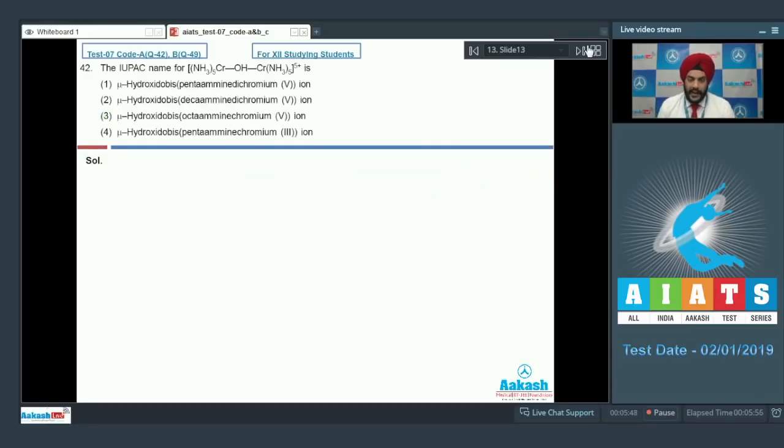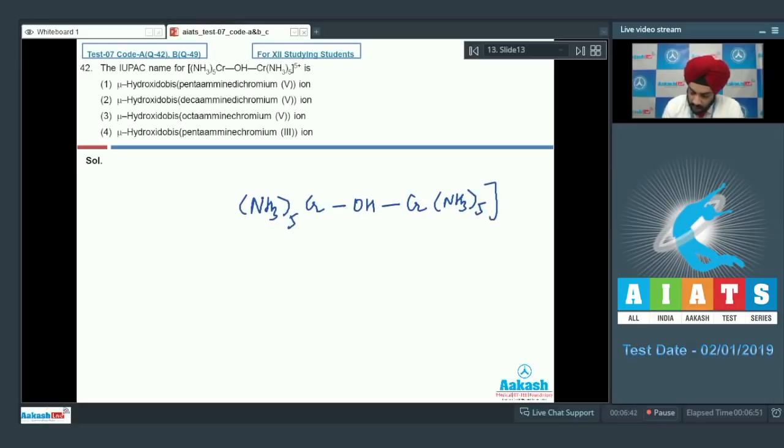Question number 42. The IUPAC name for the given complex is... If we talk about the oxidation number of the species given to us in this complex, we have (NH3)5 Cr bridged by OH, Cr (NH3)5, and the whole complex carries a charge of 5+. The hydroxide ion is present in a state of -1. So it is obvious that both these chromium ions together have a state of +6, and because of the symmetry, each chromium will individually be in a state of +3.